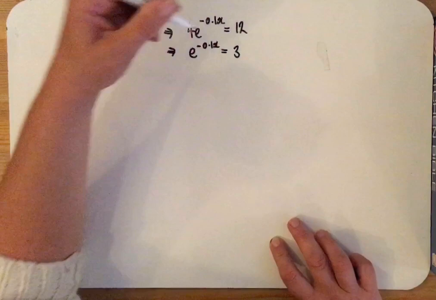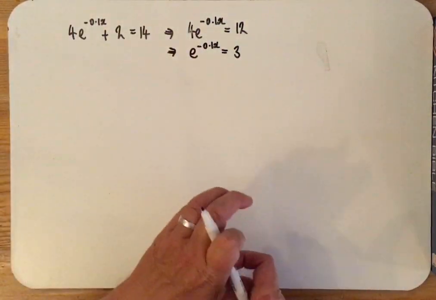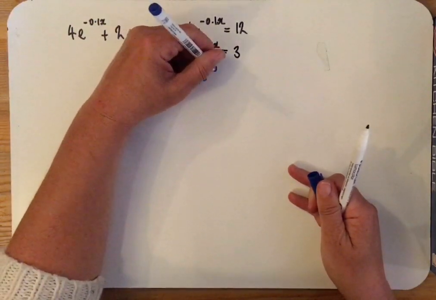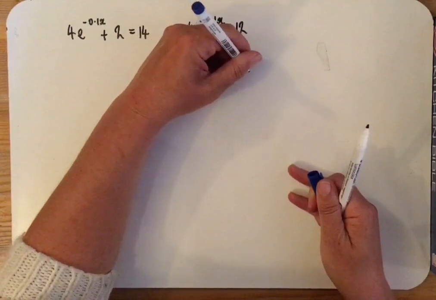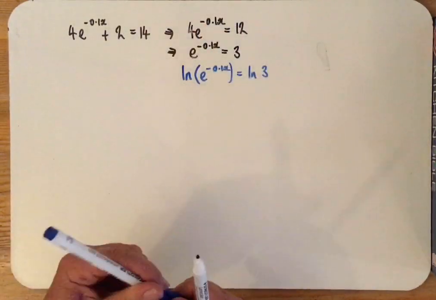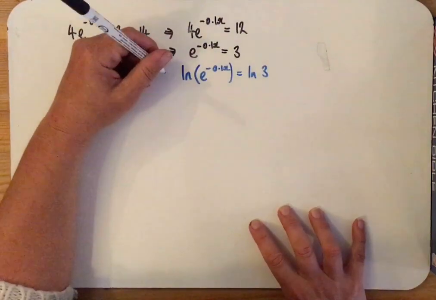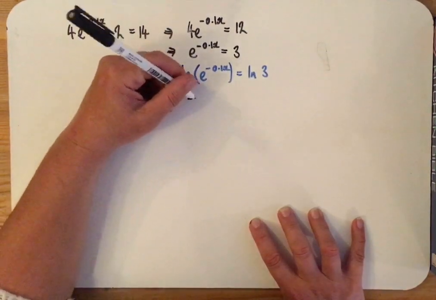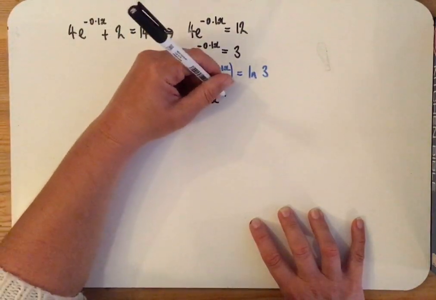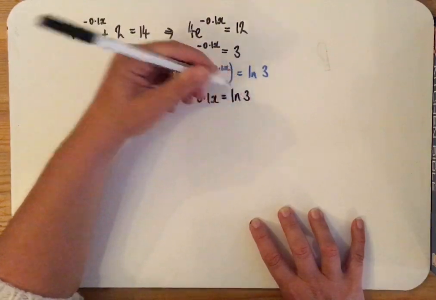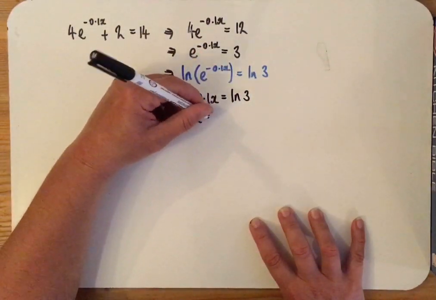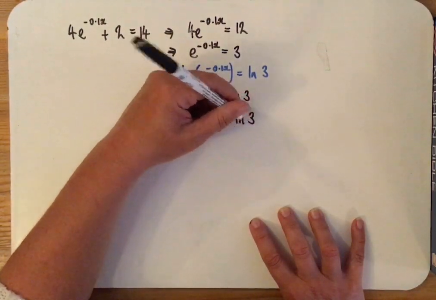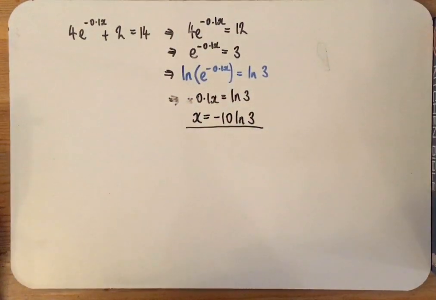And after a while, you'll just look at that and go, okay, negative 0.1x equals ln 3. But what you're actually doing is you're taking natural logarithms of both sides. And write that in if it helps. It's absolutely fine. I'd rather you wrote more and kept it correct and kept your understanding. And so negative 0.1x equals ln 3, and so x is equal to times it by minus 10 ln 3.